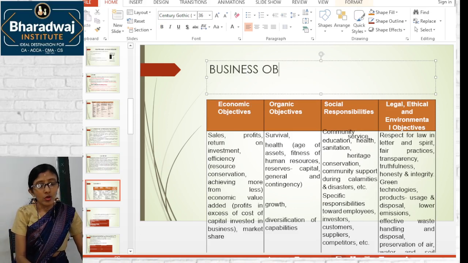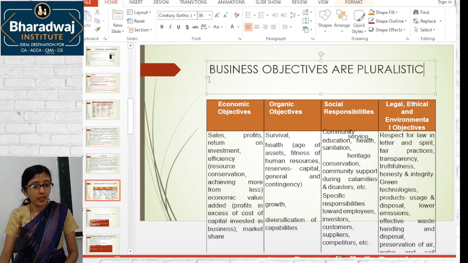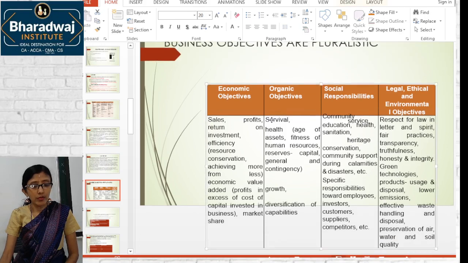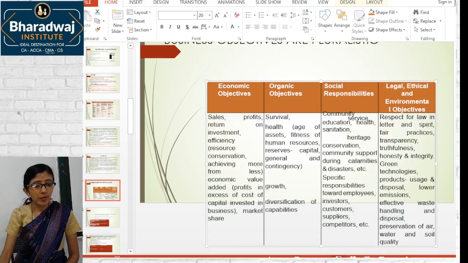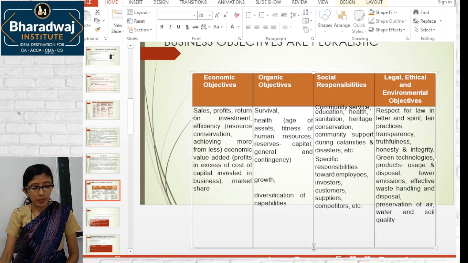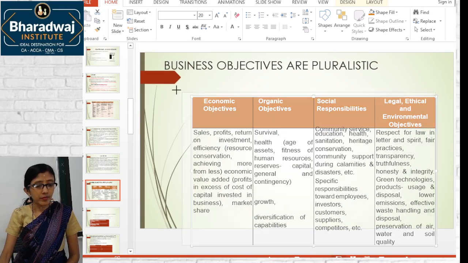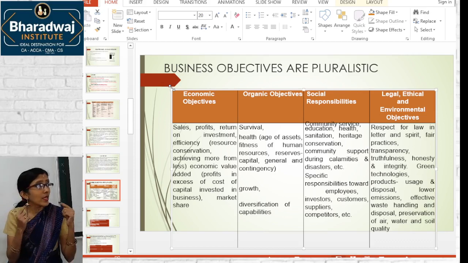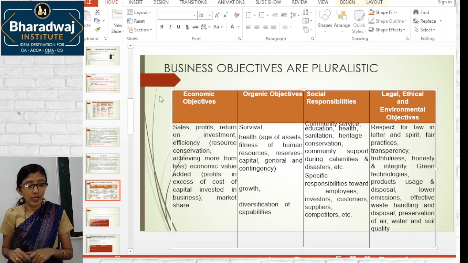Business objectives are pluralistic. Remember the spelling, pluralistic. You are learning a term, that's why I am asking you to be very careful. Business objectives are pluralistic. Pluralistic means it is not singular, it is multiple. Is there any problem, both of you? No? Okay. So please remember this point very clearly.